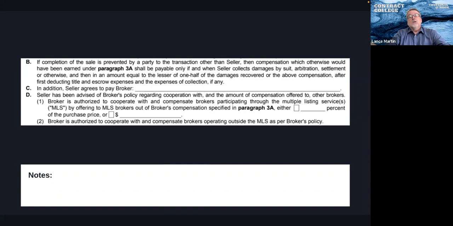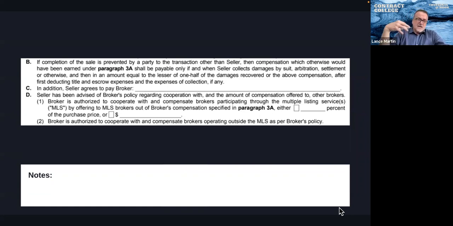If the seller then collects damages from that party, the buyer, let's say, then we are entitled to some compensation, again, which is equal to the amount we're owed or the lesser of 1/2 of damages. So let's suppose our commission was $20,000, but the seller only collected $10,000 in damages. Well, if they only collected $10,000, the most we could get is $5,000. That's what this says. I've never seen this happen. It just doesn't happen, guys.